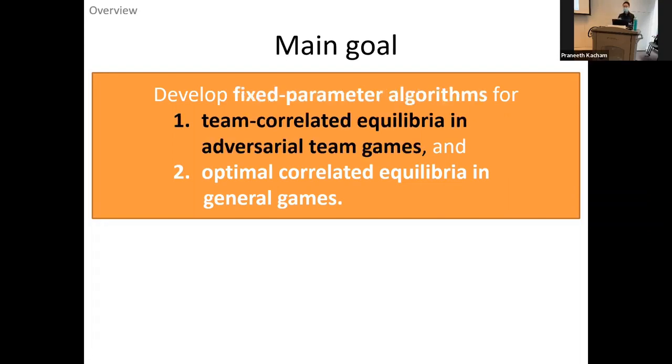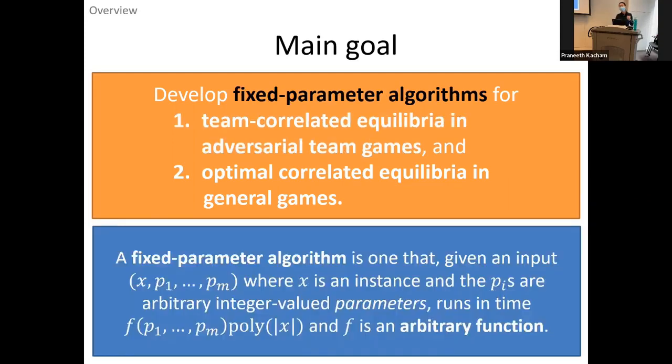If the p's are constant, then f of a constant is a constant, and we're left with only polynomial in x. If the p's are not constant, then of course the time is going to blow up as measured by this function f. P could be the dimension of the problem. Yeah. And I'll discuss exactly what these parameters are for our setting as we go along, of course.